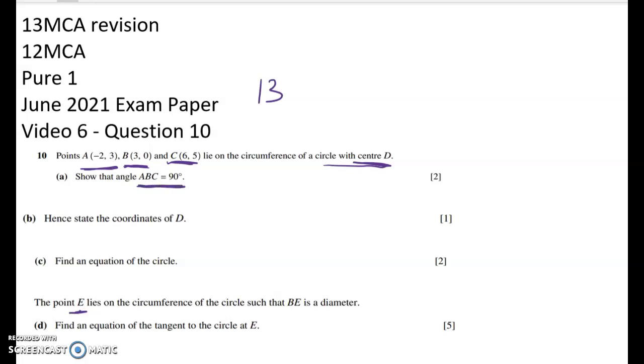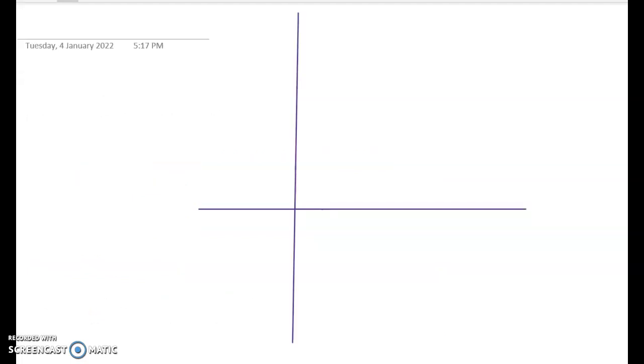Now, I don't know about you, but I just can't visualize that without drawing a graph. So you should always draw an accurate sketch in a question like this. You're going to use it the whole way through. First, we have to find that angle, and then we have to find the coordinates of the center of the circle. And from there, we have to get an equation of the circle. So I'm going to go to a new screen and draw a rough but decent sketch.